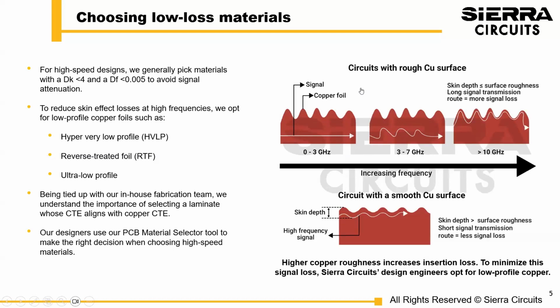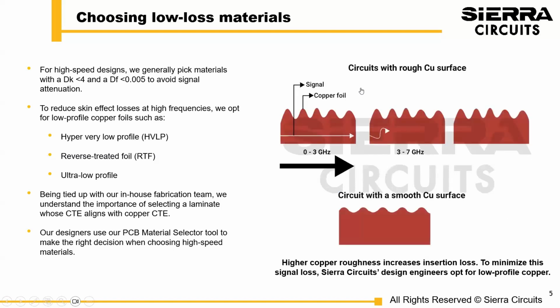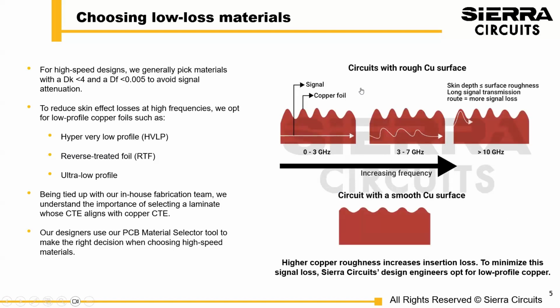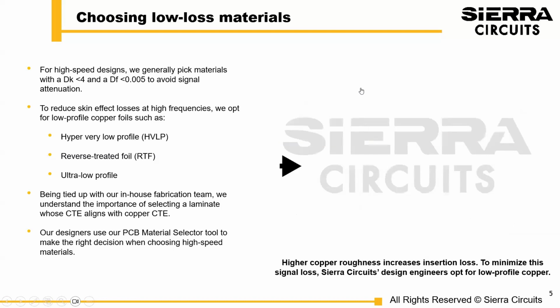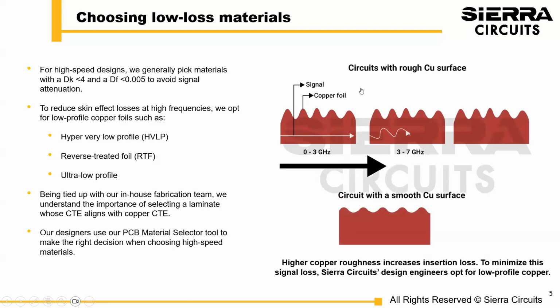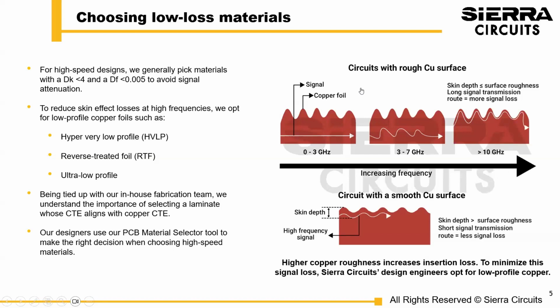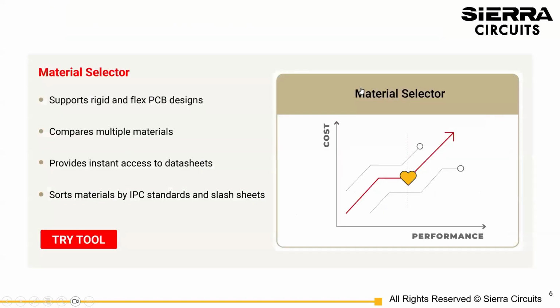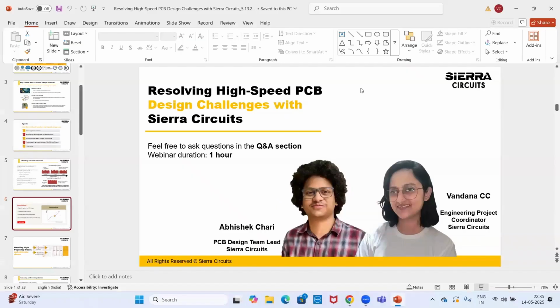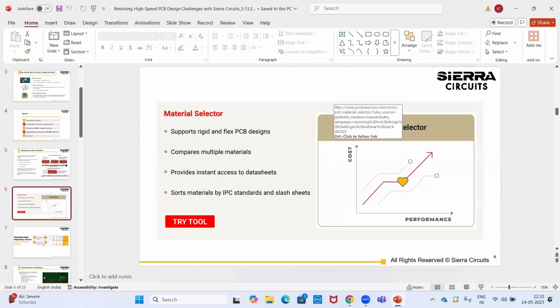Being tied up with our in-house fab team, we understand the importance of selecting a laminate with a CTE that aligns with that of copper. We at Sierra use our PCB material selector tool to make the right decision when choosing high-speed materials. Here you'll see how our tool helps. So I'll just show a quick demo of the material selector tool.